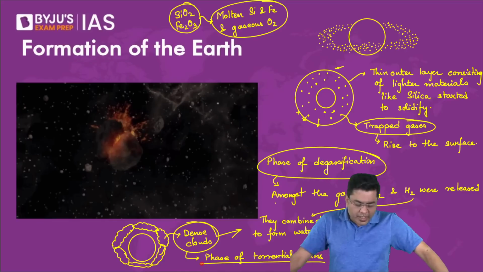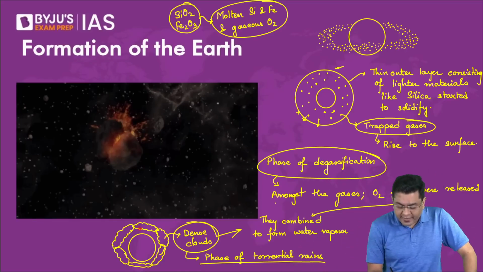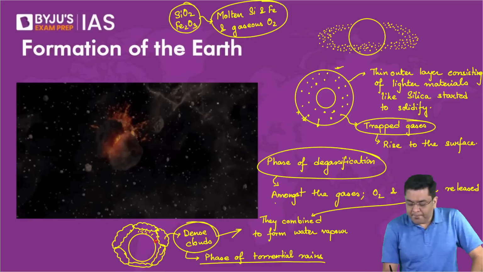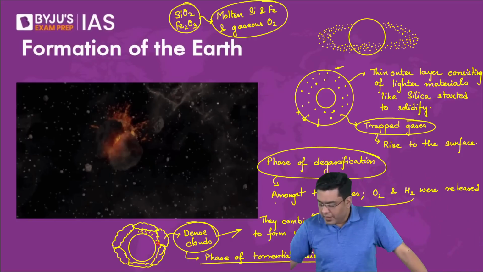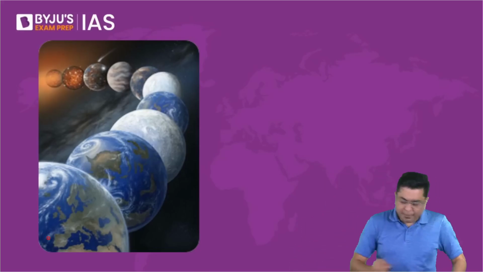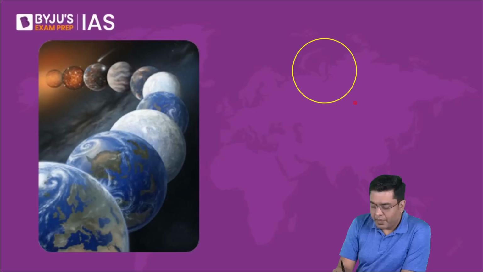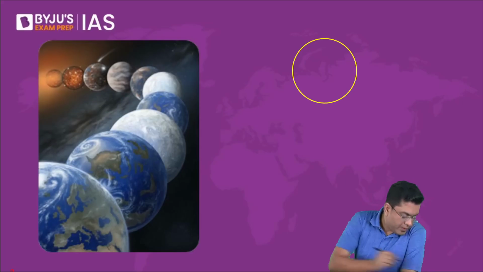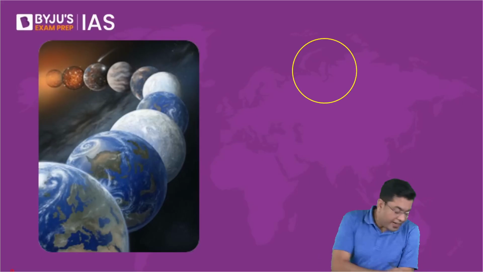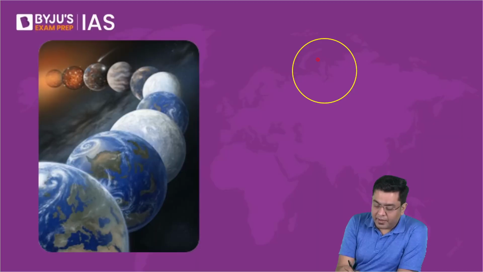Phase of torrential rainfall. This is the phase of torrential rain, when you had a lot of these dense clouds, they brought about heavy rainfall. Okay. Now, after this, we further develop this concept. So, here you have the planet which has cooled down.